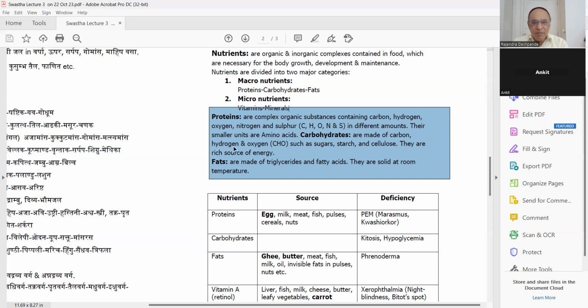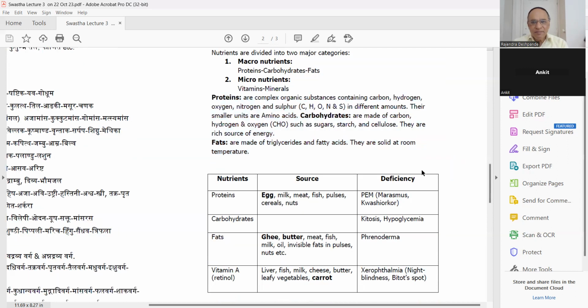Carbohydrates are made up of carbon, hydrogen, and oxygen. Here you can see 1, 2, 3, 4, 5. Here only 3, such as sugars, that we take as sugar substances, starch, and cellulose. They are a rich source of energy. Whatever we eat, chapati and rice, are basically carbohydrates. Okay. Then fats are made up of triglycerides and fatty acids. They are solid at room temperature.